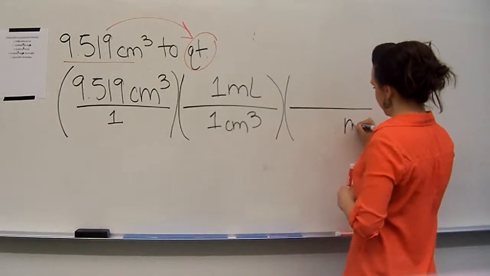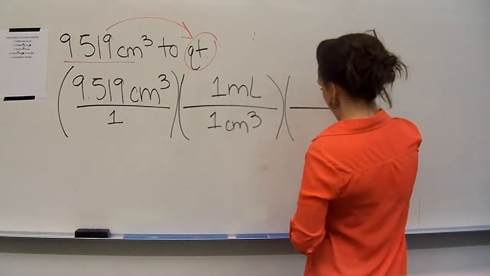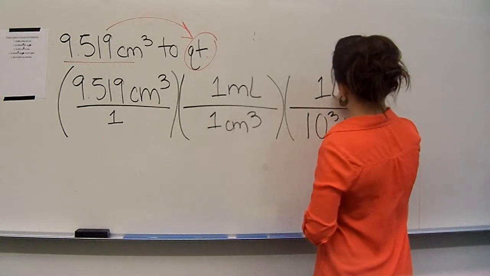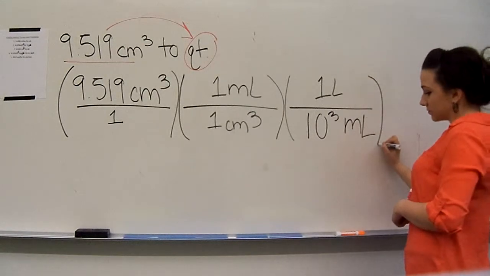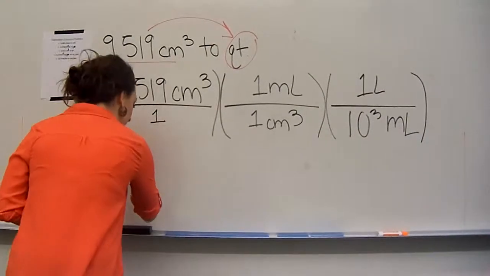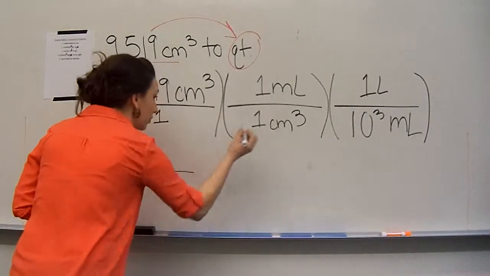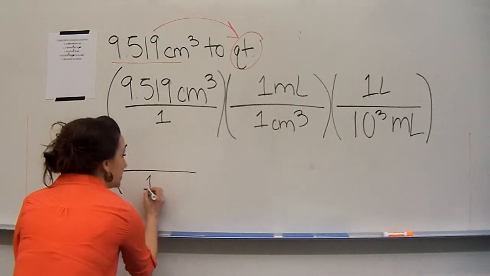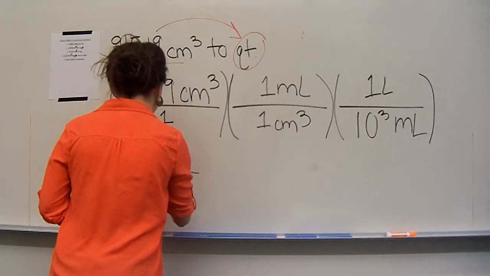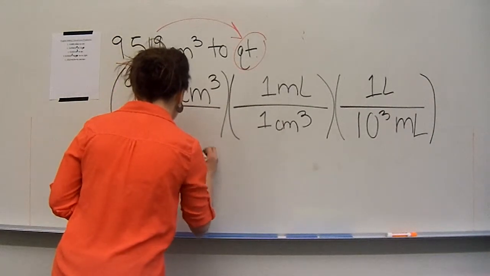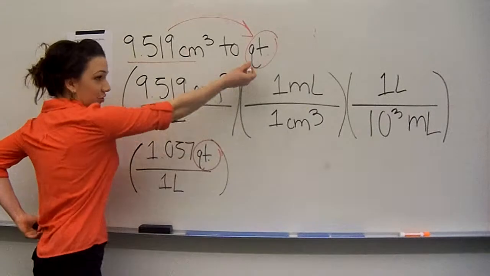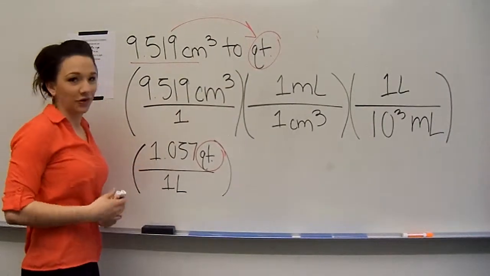Matching the units, milliliter is equal, and then we will do 10 to the third milliliters is equal to 1 liter. We're going to go ahead and move down so that we have a little more room. So we will do 1 liter, matching them diagonally, is equal to 1.057 quarts. Quarts is the unit that we were looking for, so we have that. It corresponds to what we were given to look for originally.